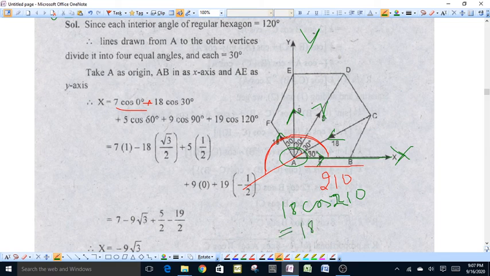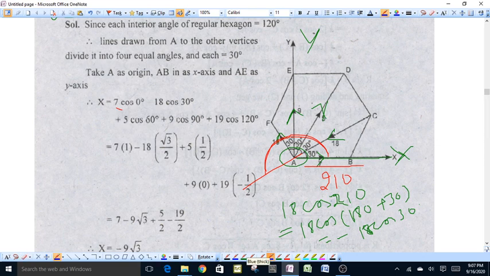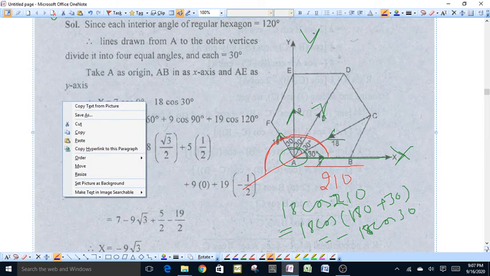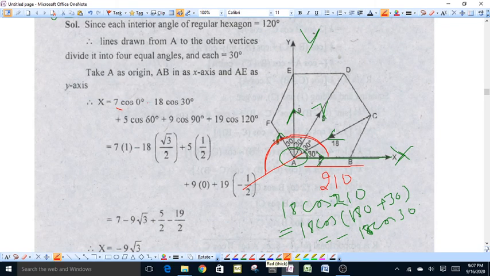We can write it as 18 cos(180 plus 30). This cos(180 plus 30) will be equal to minus cos 30, so we get minus 18 cos 30 degrees. Next, the x component of the force 5 kilogram, which is acting along AD, is equal to 5 cos 60, because this total angle is equal to 30 plus 30, 60.